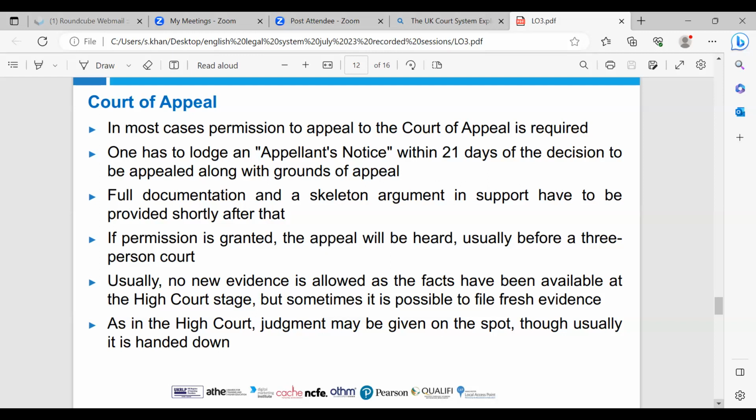Usually no evidence is allowed, as the facts have been available at the High Court stage, but sometimes it is possible to file fresh evidence. As in the High Court, the judgment may be given on the spot, though usually it is handed down.